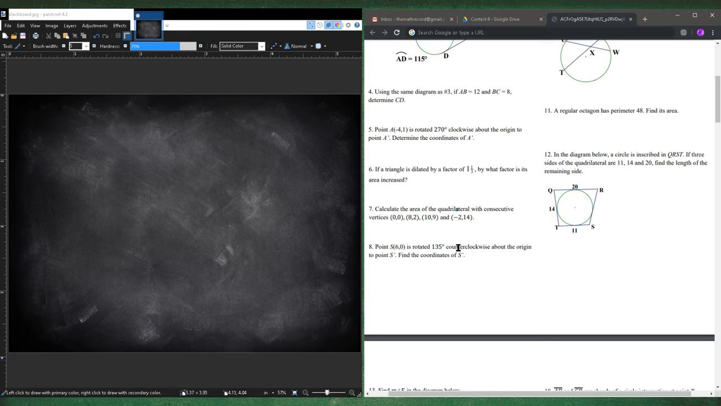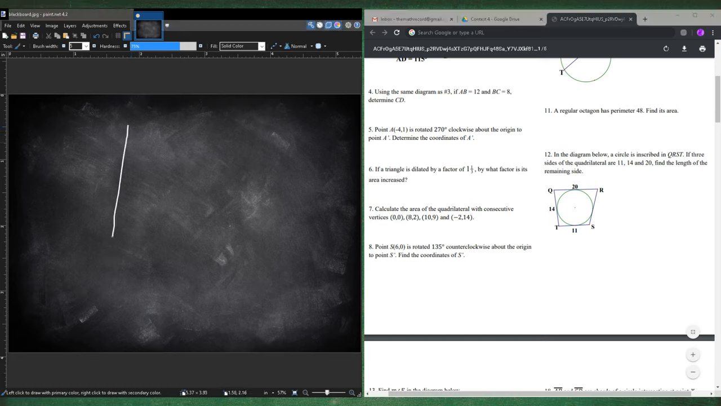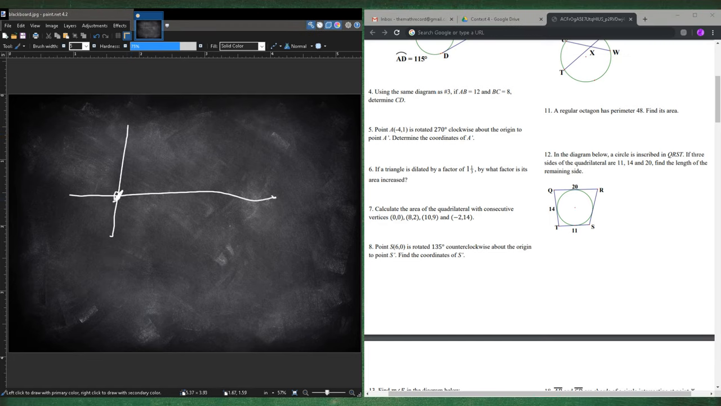Question 7. Calculate the area of the quadrilateral with consecutive vertices 0, 0. Okay, let's graph this out. So you have 0, 0 right here. 8, 2, so right here. 10, 9. And negative 2, 14, so right here. Not really drawn to scale, so you have something like this.